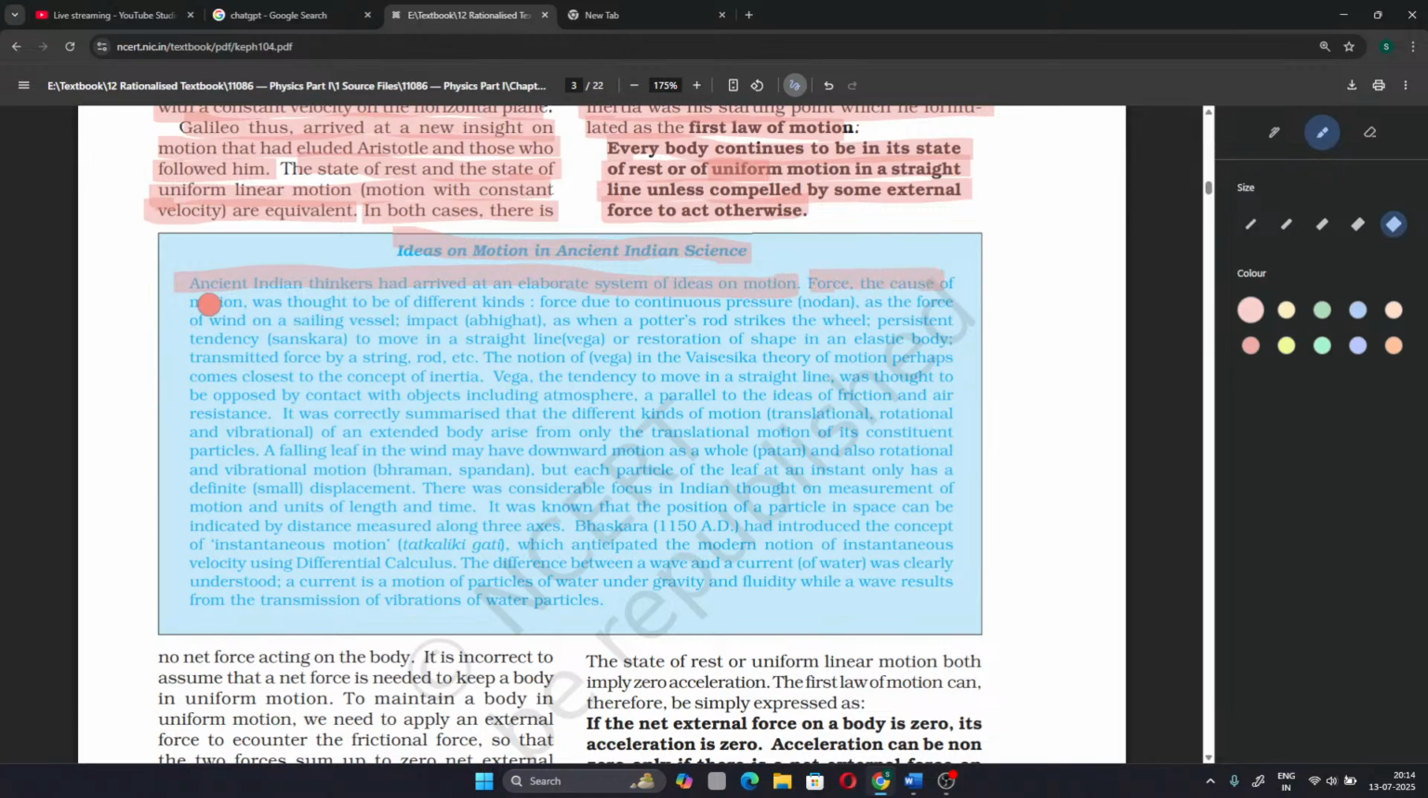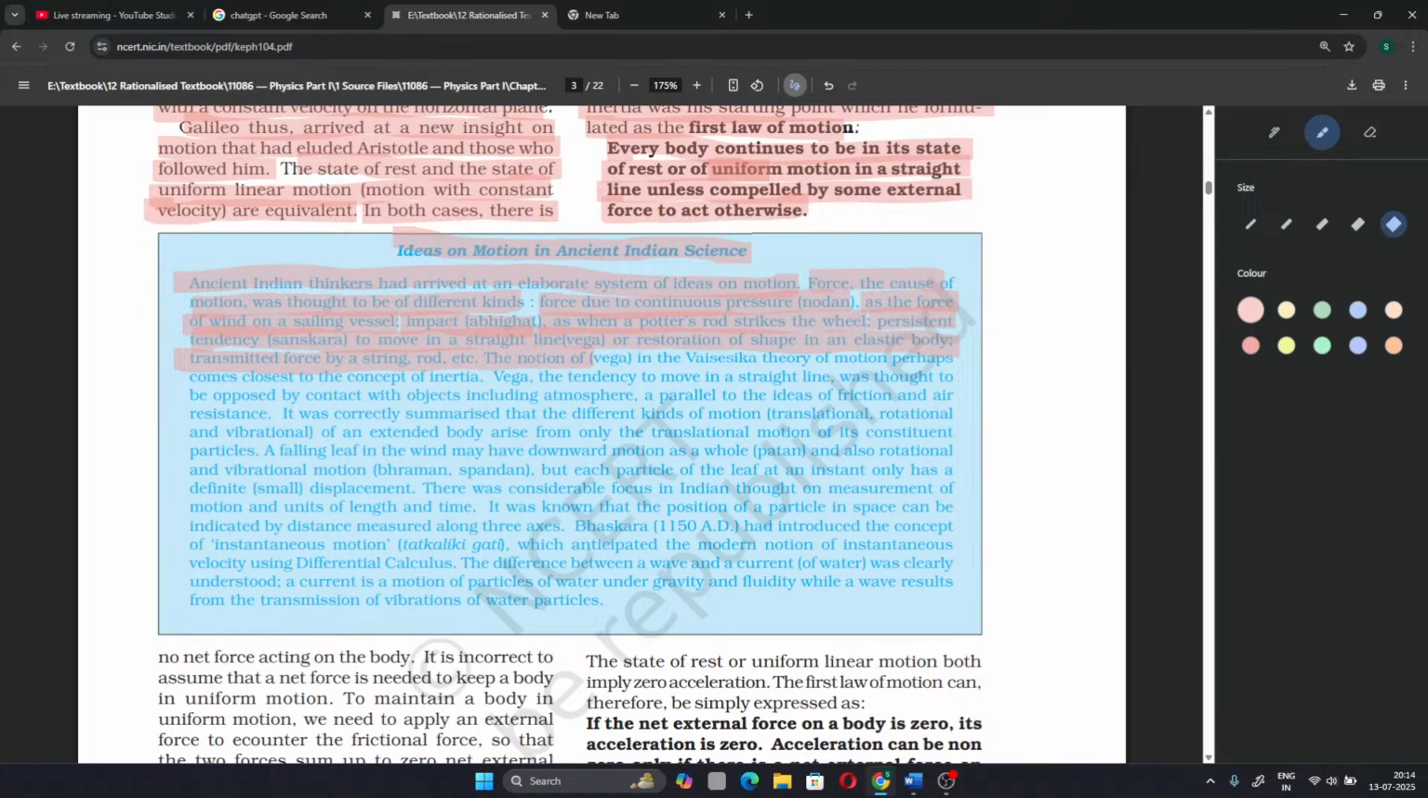Force, the cause of motion, was thought to be of different kinds. Force due to continuous pressure, Nodan, as the force of wind on a sailing vessel. Impact, Abhigat, as when a potter's rod strikes the wheel. Persistent tendency, Sanskara, to move in a straight line, Vega, or restoration of shape in an elastic body. Transmitted force by a string, rod, etc.